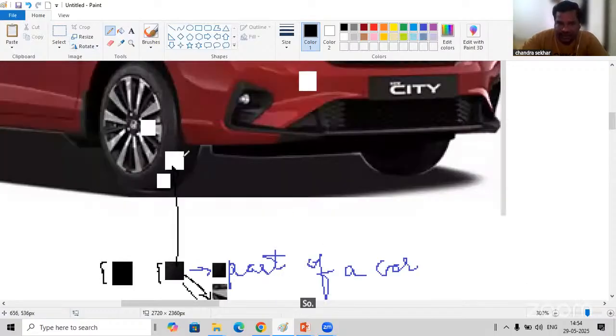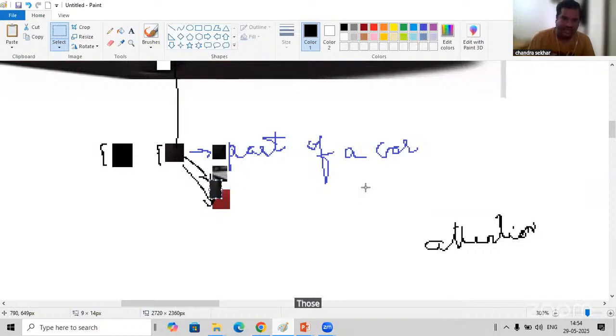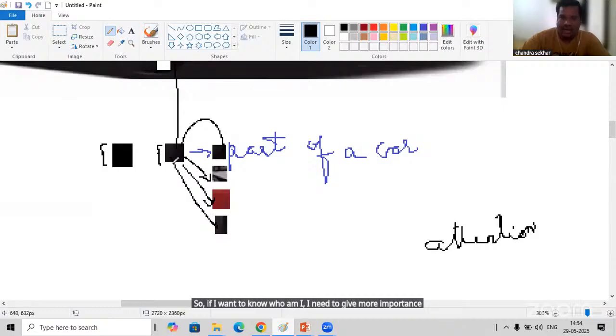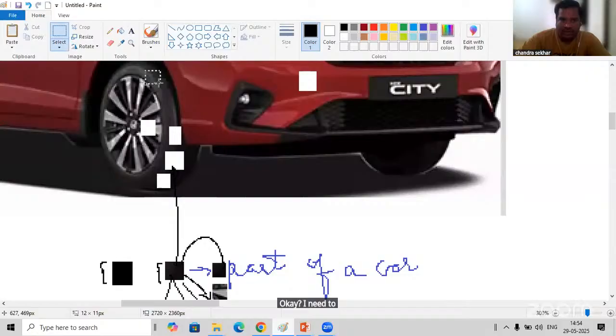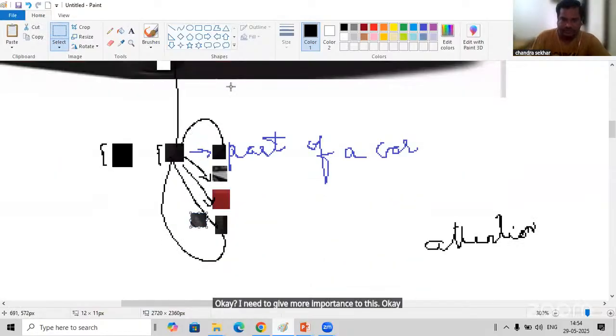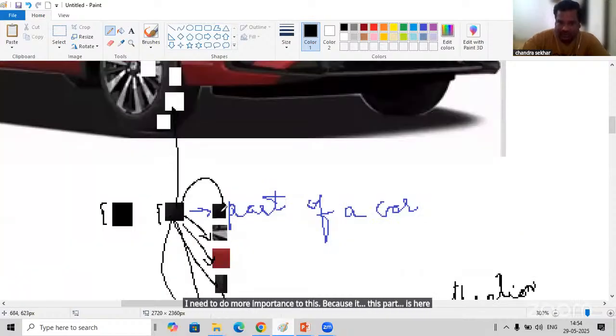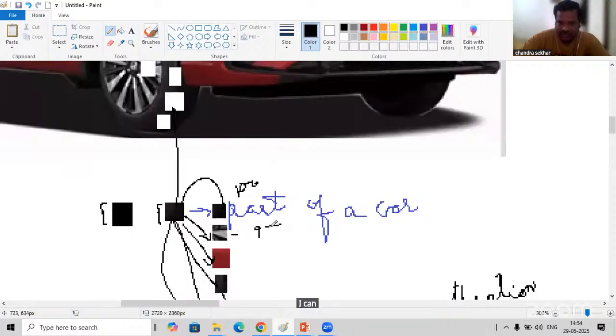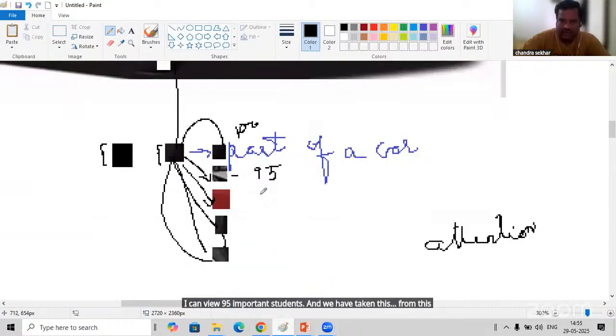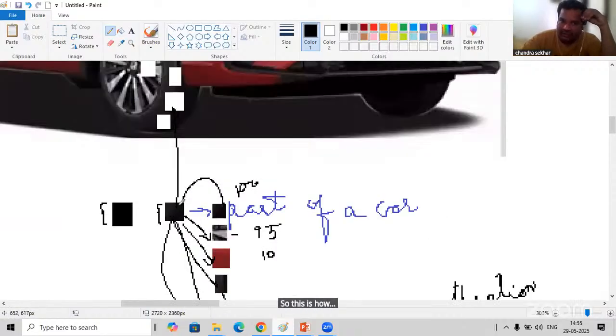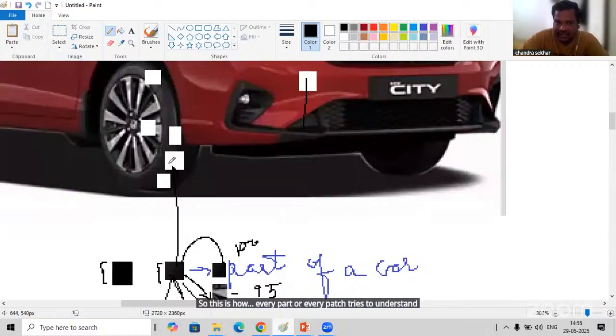If I take this patch out, we cannot understand the context of the tire. So it has to look into all the other patches, and those that belong to the same class will have higher attention. I need to give more importance to this, because this part is here. Suppose I give 100 importance to this one, I can give 95 to this, and since we have taken this from another part, I can give only say 10%. This is how every patch tries to understand where it fits into the whole image.